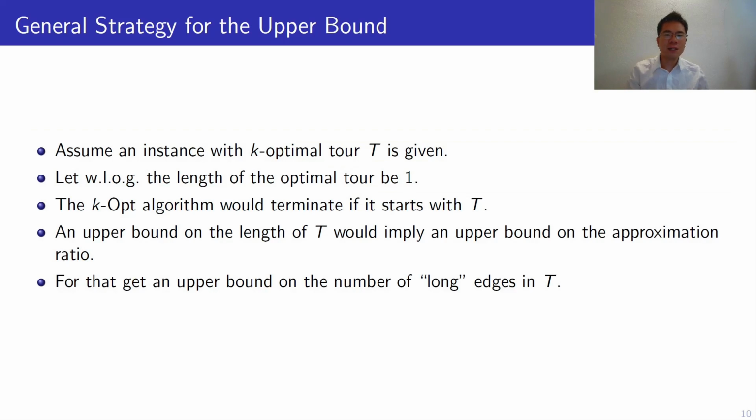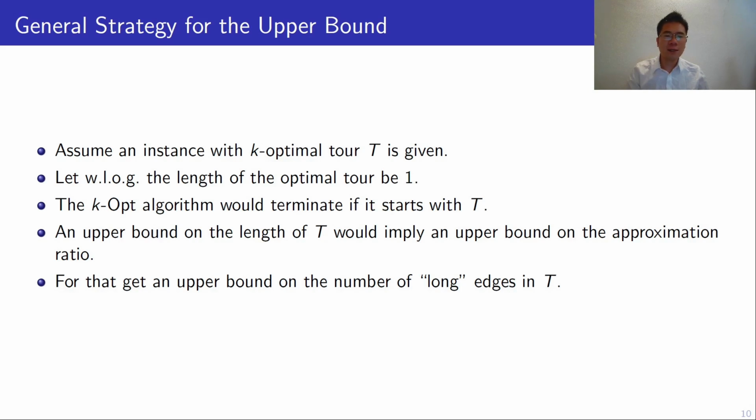So let's start with the general strategy for the upper bound. Assume that an instance with a k-optimal tour T is given, and let us, without loss of generality, assume that the length of the optimal tour is 1. We can achieve this just by scaling. Note that if the k-opt algorithm would start with T, then it would immediately terminate, since T is already k-optimal and no improvements are possible.